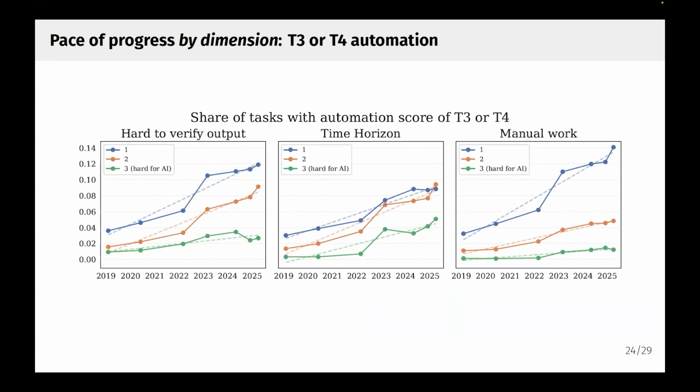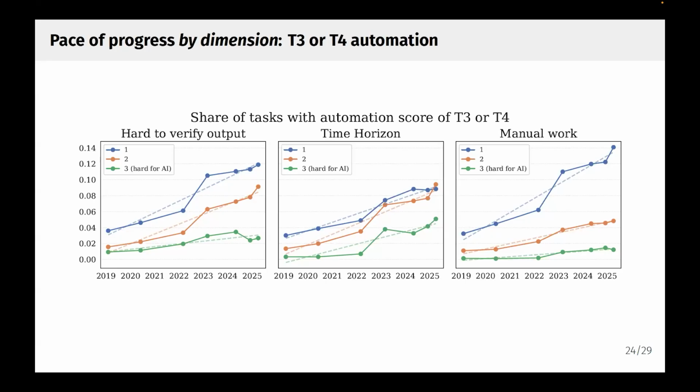Okay, here's I think the coolest result, which actually surprised me. This sort of came out cleanly. This is looking at the share of tasks with an automation score of T3 or T4, so like highly automatable, if you remember, the 90% or above. This is plotting over time when the models were released, the share of tasks that have that automation score of T3 or T4 within a given dimension category.